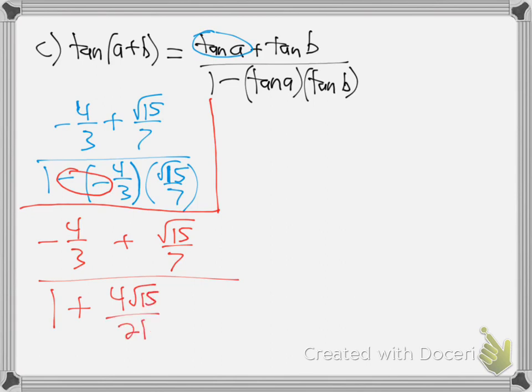Let me halt there for a minute. Does everybody see what I've done so far? I didn't do anything on the top. The top is totally the same. The bottom, I just multiplied these two negatives, made positive right there, and 4 times root 15 and 3 times 7. I just multiplied fractions, top times top, bottom times bottom. So far, so good? Nothing too amazing yet.